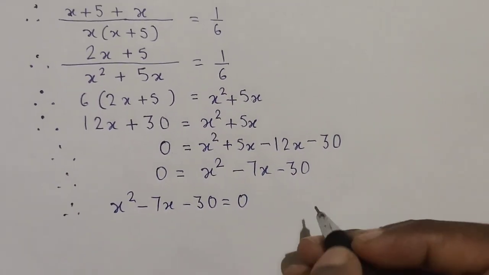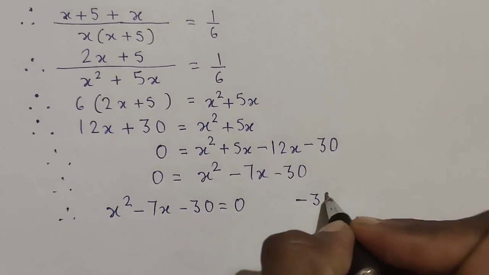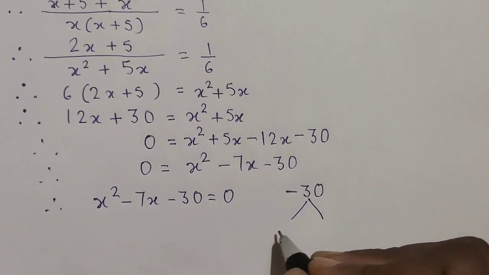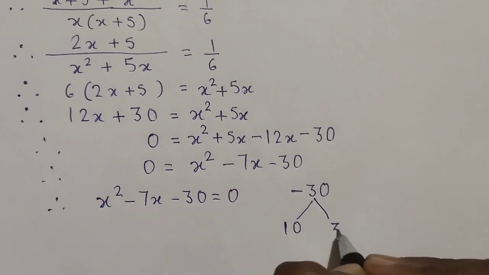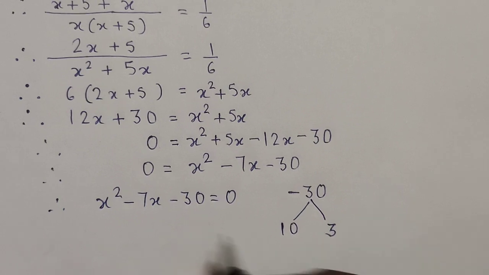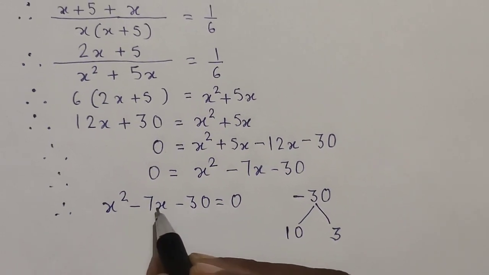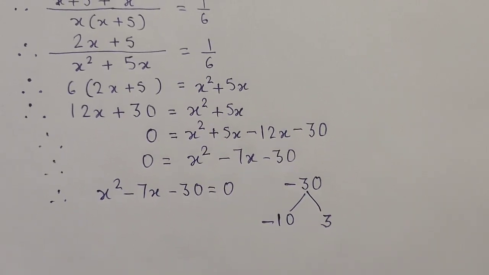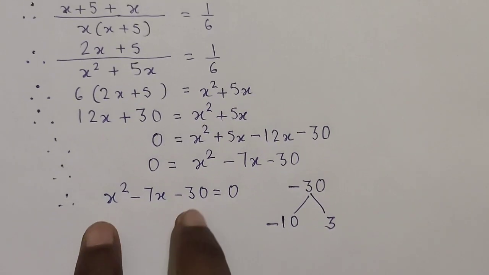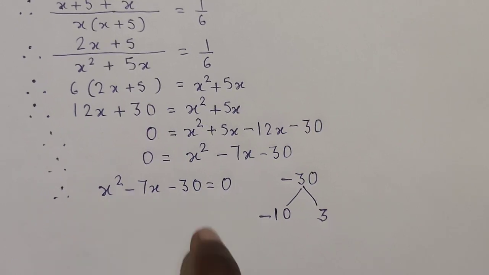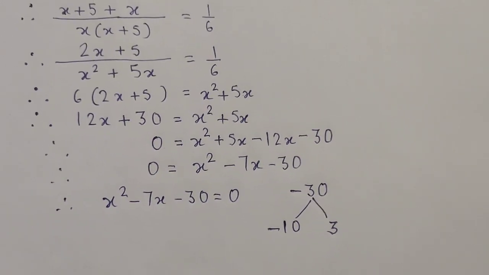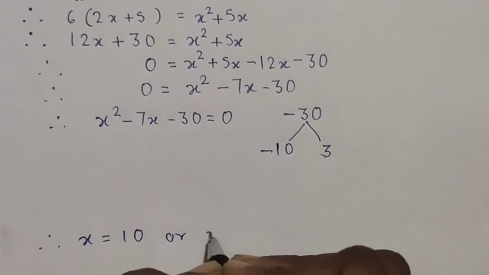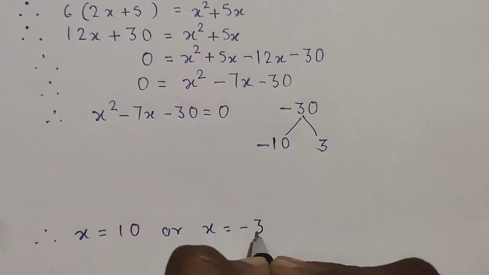So let me make two parts for you. See, you have to take two parts of minus 30 to get minus 7. It is very simple. You know 10 threes is 30, and if you subtract you get 7, and you need minus 7, so make your larger number negative. Now if you solve this equation, your answer is X is equal to 10 or X is equal to minus 3.